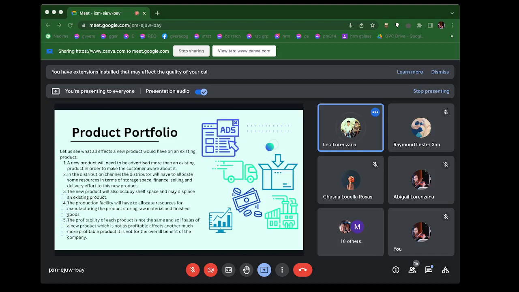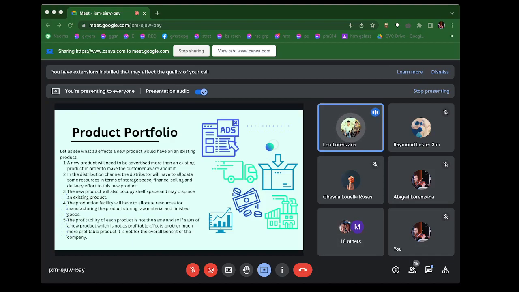So let us see what effects new products would have on an existing product. A new product will need to be advertised more than an existing product in order to make the customer aware of it. Dahil bago yung company, kailangan mas maraming advertisement. So maapektuhan yung mga pondo para sa ibang produkto.